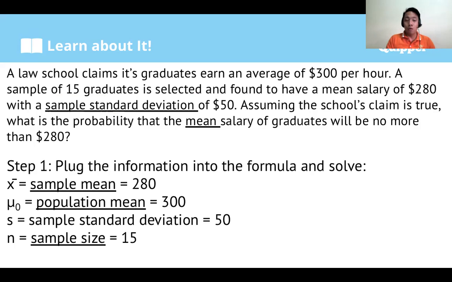let us now put those in our formula. Copy these first so we can solve on our whiteboard. Sample mean is 280. Population mean is 300. S is 50, the standard deviation. And our sample size is 15. Okay, I'll go to my whiteboard.